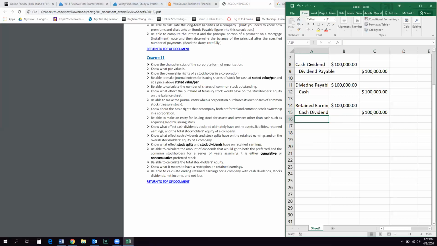So recognize that what happens is when we declare it, we create a liability and a dividend. Then when we pay it, we get rid of the liability and our cash goes down. And then when we close it out, our retained earnings goes down. So ultimately what happens is we pay out $100,000 in cash, and that money comes from retained earnings. So that's the whole process right there.